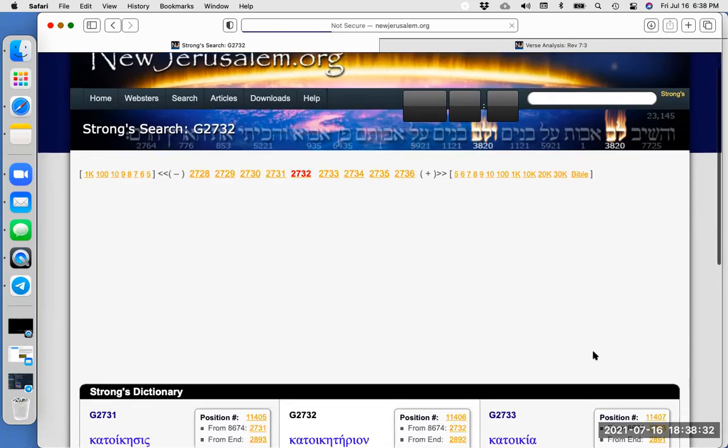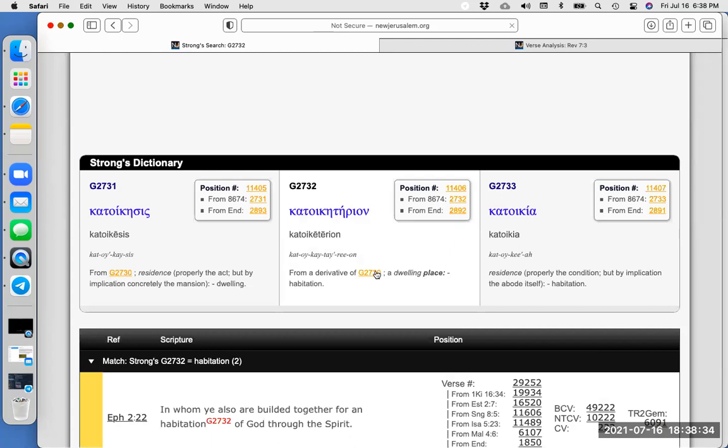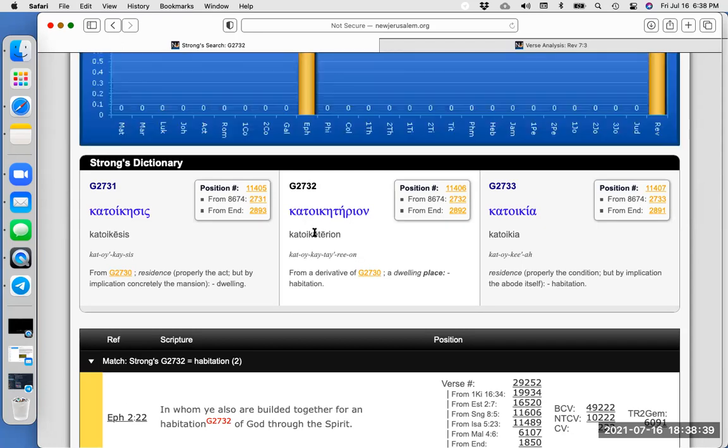Okay, here we go. Dwelling place. Then they give you this one, Katoikētērion. All right, and we see this one, Katoikesis, residence, very close, mansion. And then it still has the same number. So that is a good one still to follow, but let's go to the one before. So click it, and let's see what it says.